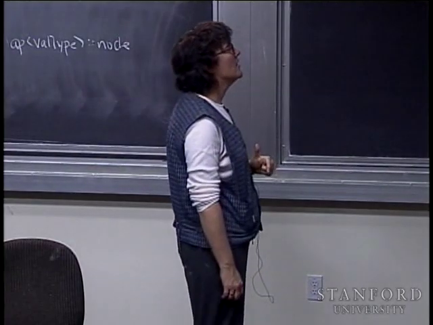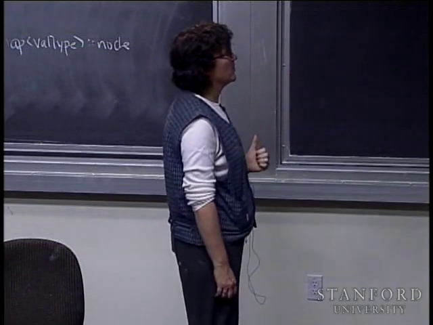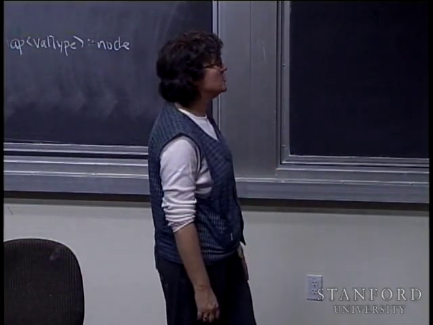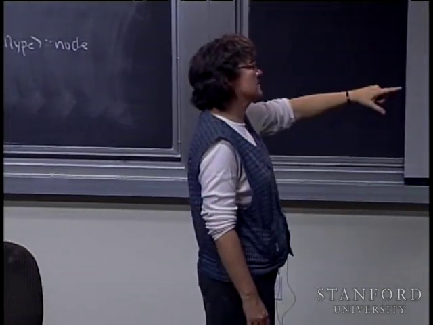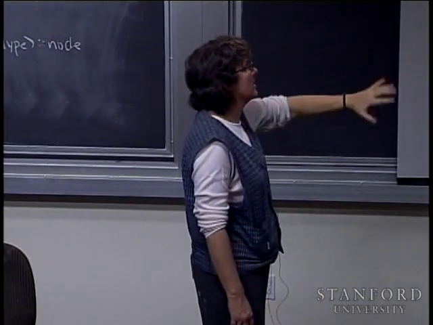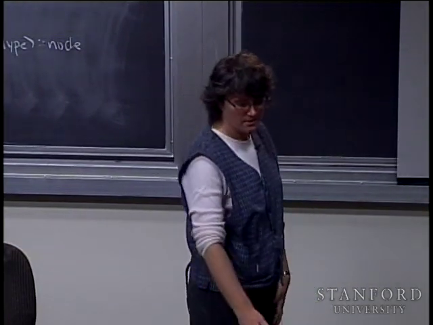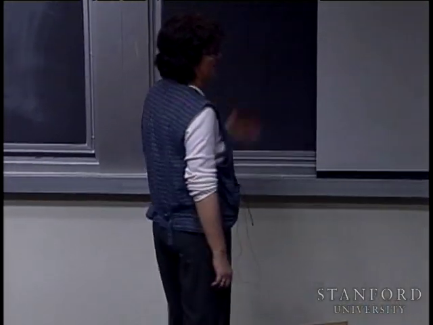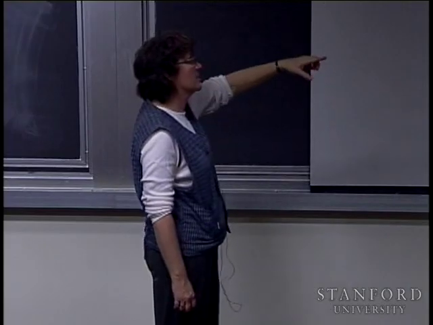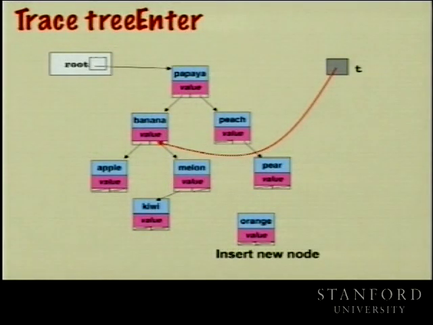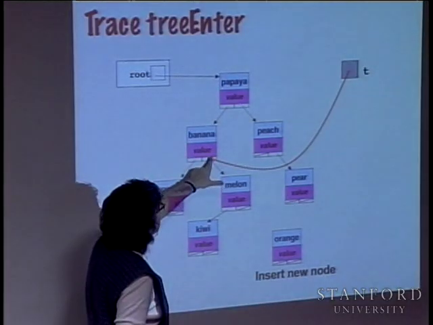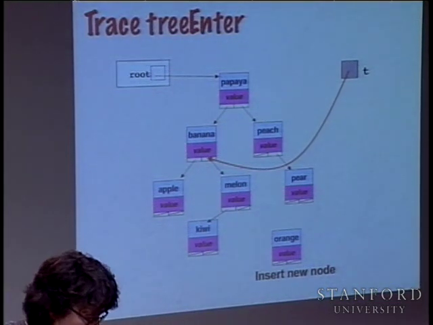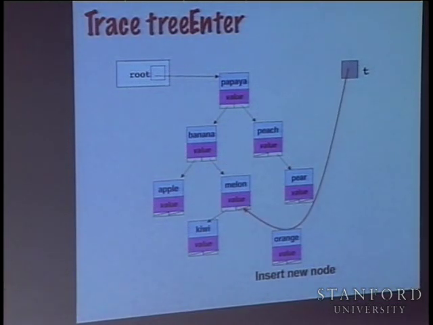It says, okay, now for the tree that we're talking about here, which is the one that points to the banana and below, that's the new root of that subtree, banana. It says, well, does orange go to the left or the right of the root node banana? And it goes to the right. So the third stack frame of tree enter now says the reference pointer is now looking at the right subtree coming out of banana. And it says, well, does orange go to the left or the right of melon? It goes to the right.